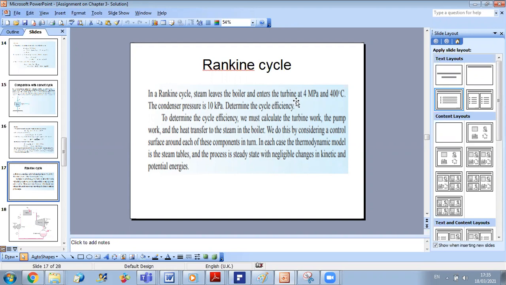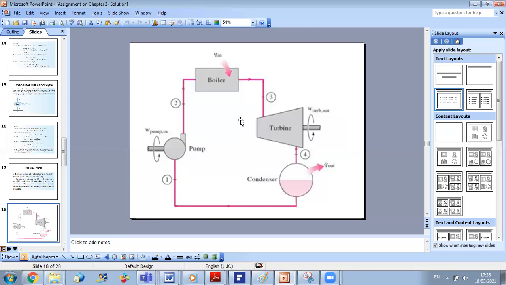Okay? Always when they give you such a problem, as a first step, I advise you to draw the cycle on a diagram, on a TS diagram if you want. So here we have the 4 components of our cycle. At the level of the boiler, we have heat addition to our fluid. At the turbine level, we have production of work, and this is the purpose of the cycle.